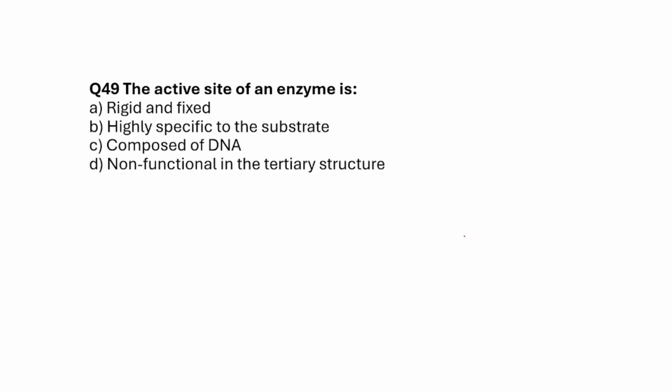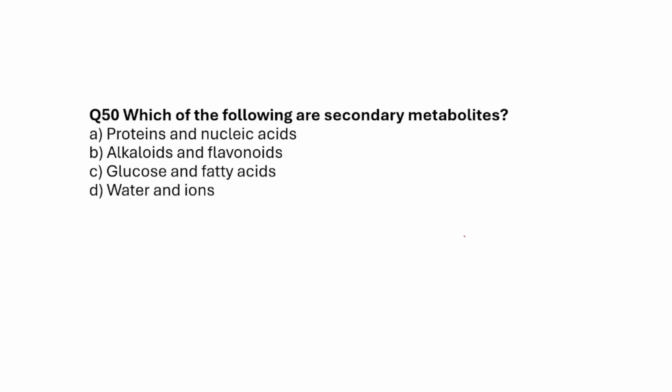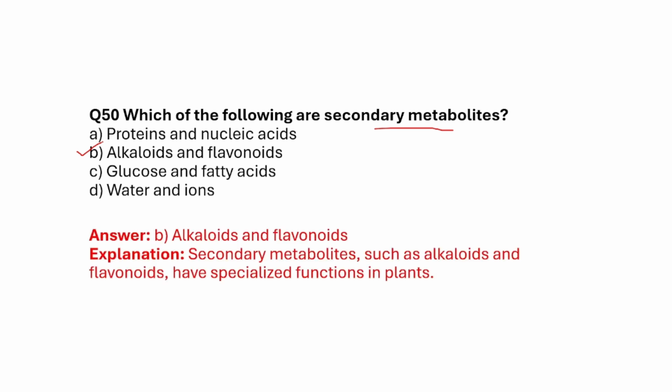The active site of an enzyme is rigid and fixed, highly specific. This we have already discussed, composed of DNA, non-functional tertiary structure. So it is highly specific to the substrate. Which of the following are secondary metabolites? Some of the same questions which we had discussed: proteins and nucleic acids, alkaloids and flavonoids, glucose and fatty acids, water and ions. So alkaloids and flavonoids are the secondary metabolic products in plants.